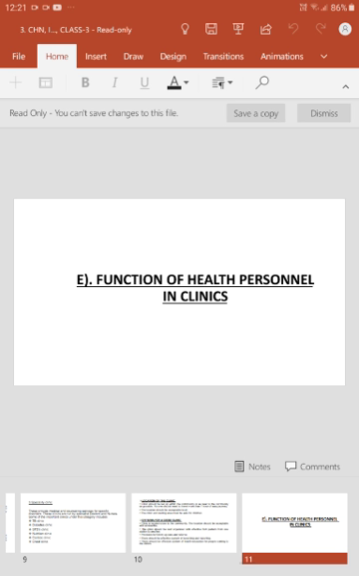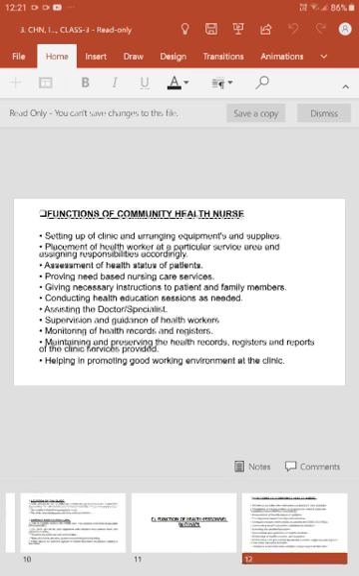The next one is section E, the functions of the health personnel in clinics. What functions will be performed by a health person in the clinics? We'll see the functions of the community health nurse. Setting up the clinic and arranging the equipment and supplies. You should maintain a good physical as well as structural setting up, and the arrangement.